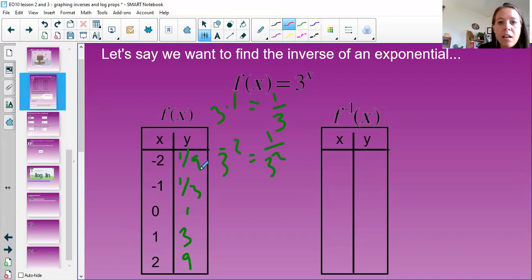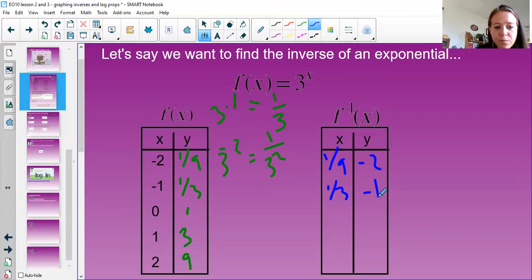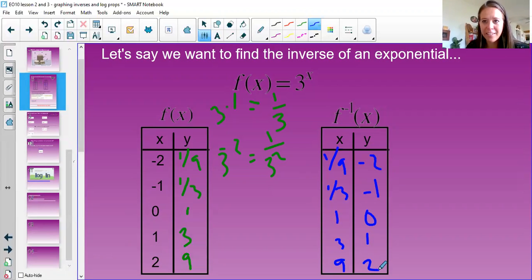All right. Now, if we're finding the inverse, all we need to do is switch those coordinates. So we have 1/9, -2, we have 1/3, -1, we have 1, 0, 3, 1, and 9, 2. Groovy, right? We're good on that, hopefully. Seen it, I think, in the past 2 videos.